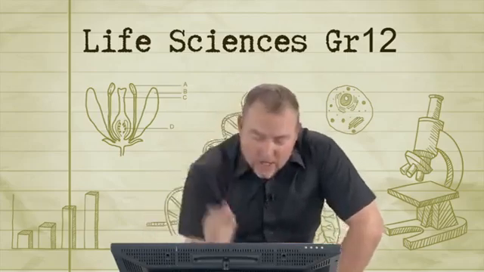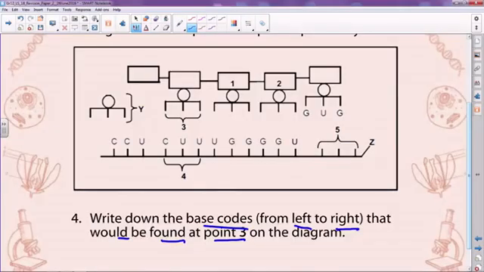Okay, let's have a look at it. Remember, it works the opposite, okay? So what goes with cytosine? Guanine goes with cytosine. What goes with uracil? Adenine goes with uracil, and adenine goes with uracil. So the 3 base pairs are very simple. It's GAA. There's your answer, GAA. Easy, simple. You can't go wrong with that one.